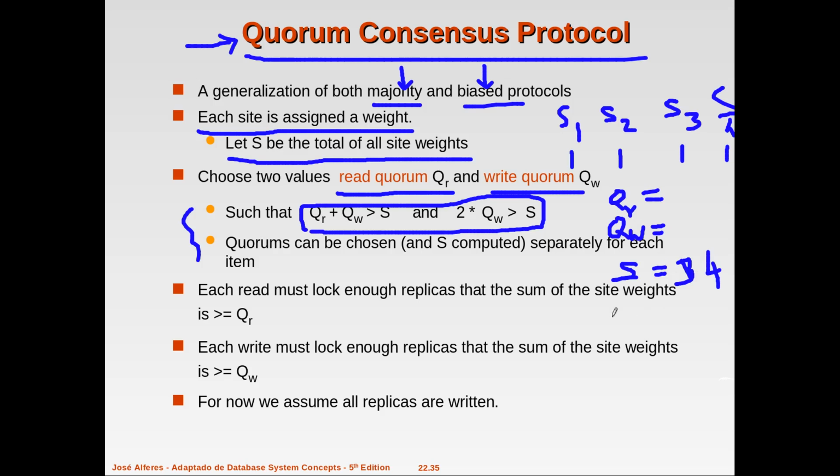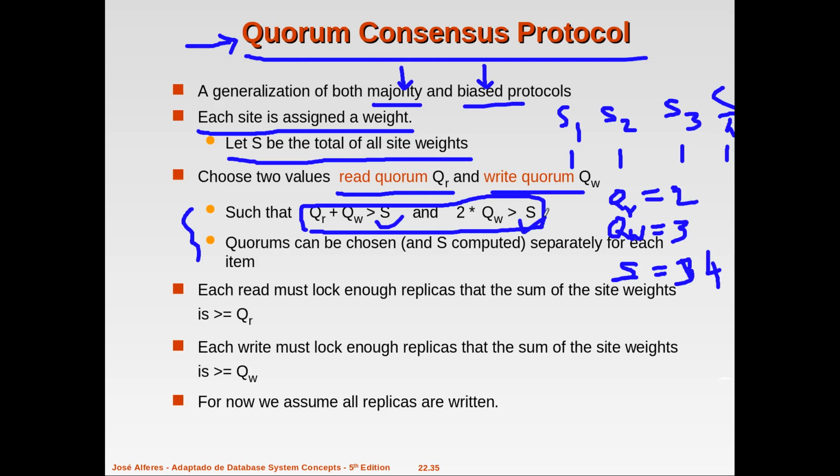Now I will consider QR is equal to 2. This is one example, any value can be chosen. QR is equal to 2 and QW is equal to 3. Now let us check whether these two conditions are satisfied. QR plus QW greater than S: 2 plus 3 is 5, which is greater than 4, which is true. 2 into QW, 2 into 3, that is 6, which is greater than 4, which is also true.